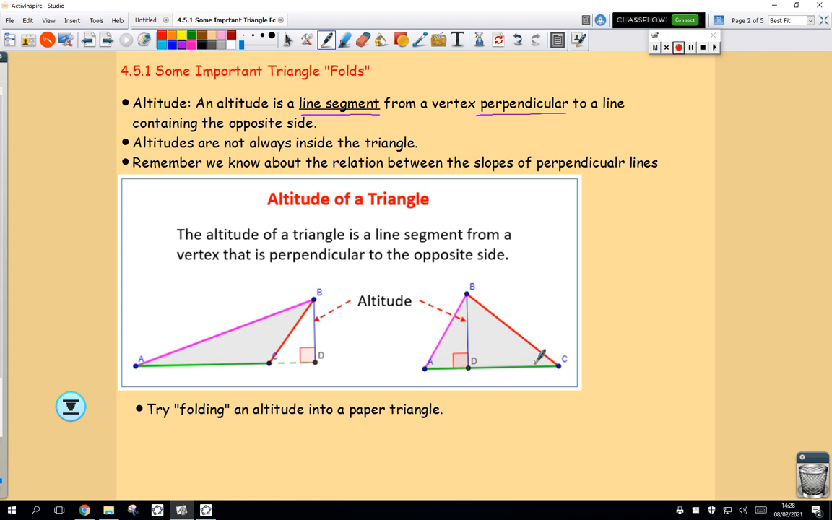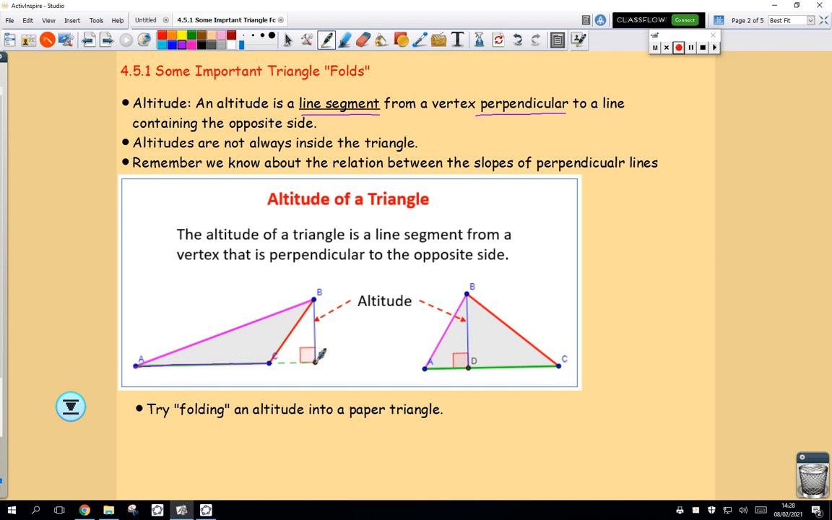Or, sometimes the altitude will not be within the triangle. In this triangle here, the opposite side over here, AC, goes to there. And so to draw a perpendicular from B to that side is impossible. So I've kind of got to extend the side a little bit further out and then draw the perpendicular to that. Okay? So that's the altitude of a triangle. And again, I'm going to show you how to construct that using GeoGebra, drawing a triangle and looking at altitudes.